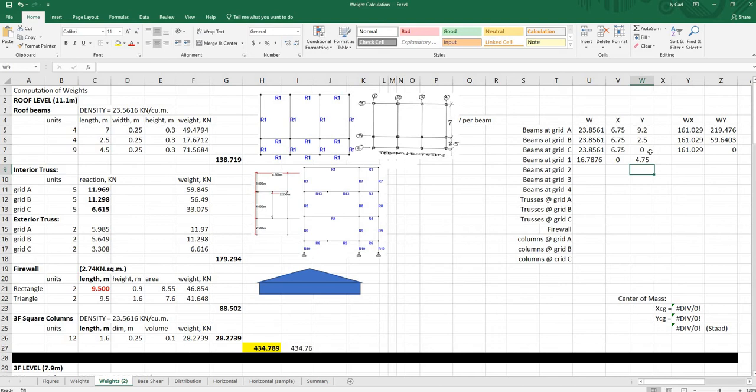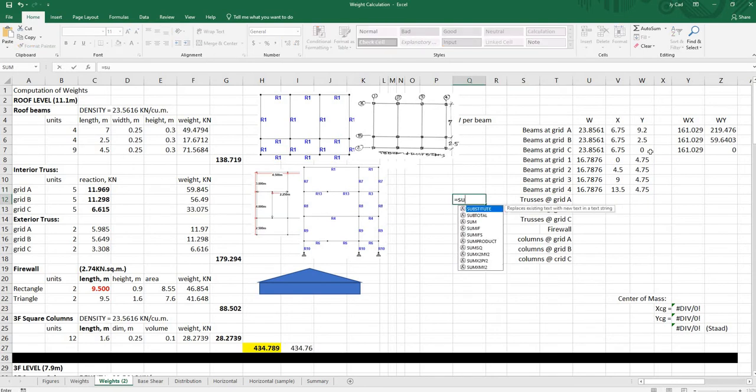And then, beams at grid 2, parehas lang yan ng beams at grid 1. Ganon din sa grid 3 tsaka grid 4. Pero nag-iba ang kanilang mga centroid. At grid 2, ang x niya ay 4.5. And then, ang y niya is the same, 4.75. And then at grid 3, ang x niya would be 4.5 times 2, or that is 9. Ang y niya ay 4.75. And then at grid 4, ang x niya is 13.5. And then 4.75 din.